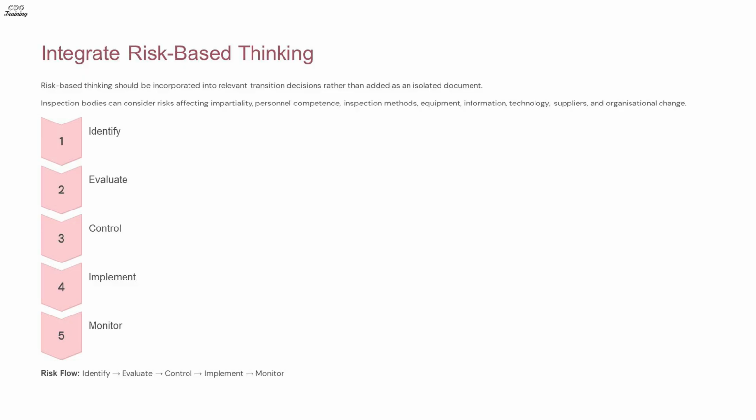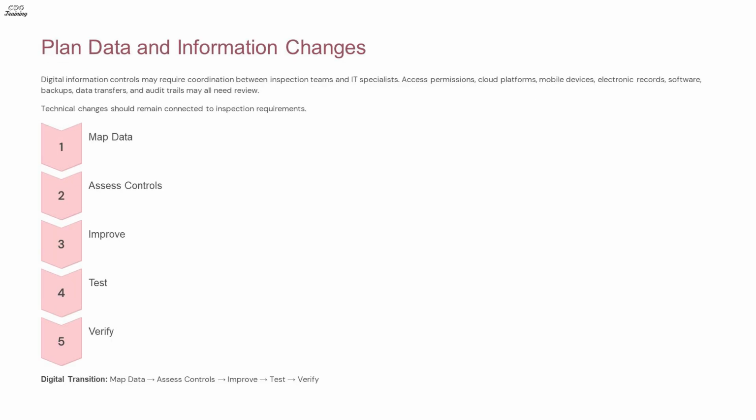Inspection bodies can consider risks affecting impartiality, personnel competence, inspection methods, equipment, information, technology, suppliers, and organizational change. Digital information controls may require coordination between inspection teams and IT specialists. Access permissions, cloud platforms, mobile devices, electronic records, software, backups, data transfers, and trials may all need review. Technical changes should remain connected to inspection requirements.